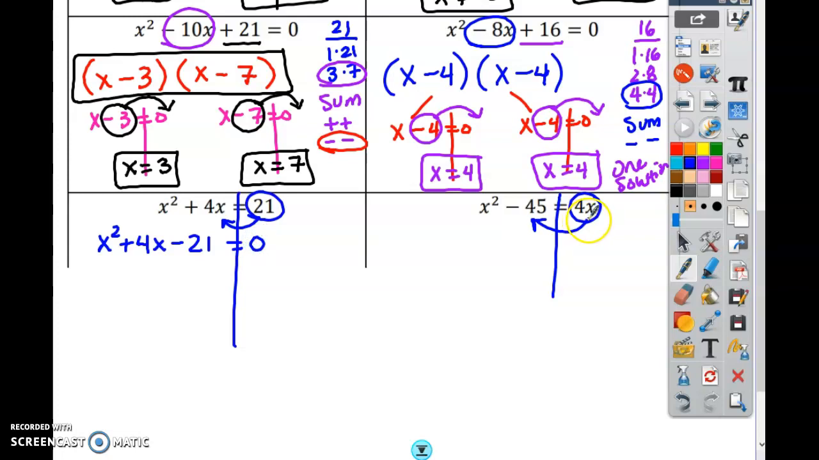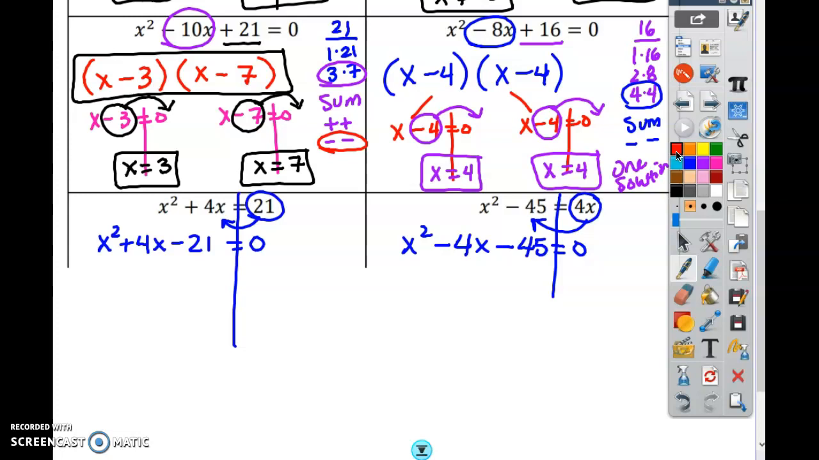This one, when you move it over, what happens? This is a positive 4x. What does it become? Negative. The sign has to change. This is positive. It changes to a negative. But where do I put it? Do I put it in the back or do I put it in the middle? It has to go in the middle, okay? So it's x squared minus 4x minus 45 equals 0. Okay? If you don't get it, pause the video, think about it for a little bit, and if you still don't get it, raise your hand and I can help you with why it becomes that.